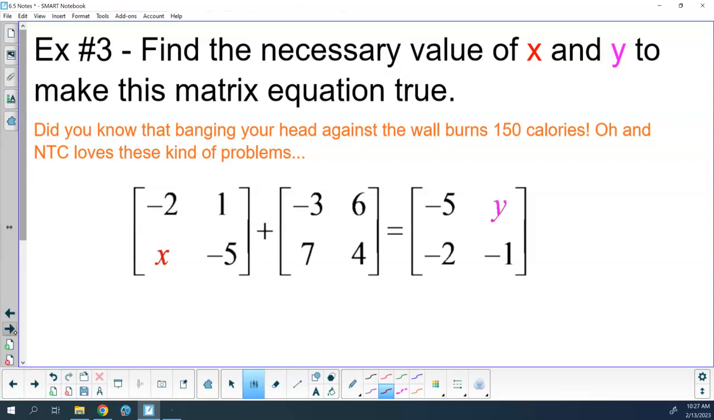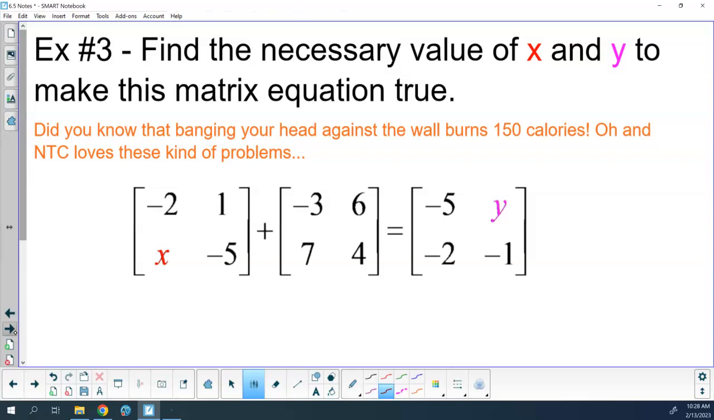Okay. Now, NTC in the past has loved this kind of problem. They love this style of problem for the final that you have to take sometime in a couple of months. Now, this one is basically the same as what we just did.